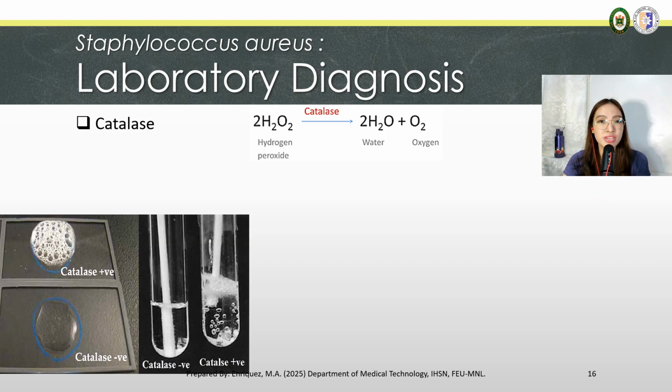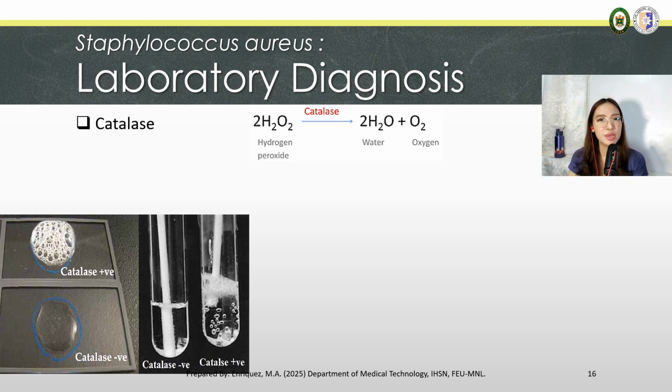So using 3% hydrogen peroxide, the catalase test could be done in a few different ways. First is on a slide. Just take a slide, then place a drop of 3% hydrogen peroxide on a clean glass slide and take an isolated colony from the culture media and then mix that with the drop of H2O2. A positive reaction is indicated by abundant bubble formation, as we can see here in these examples.